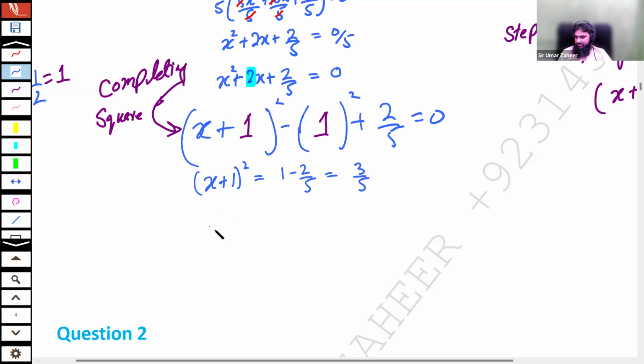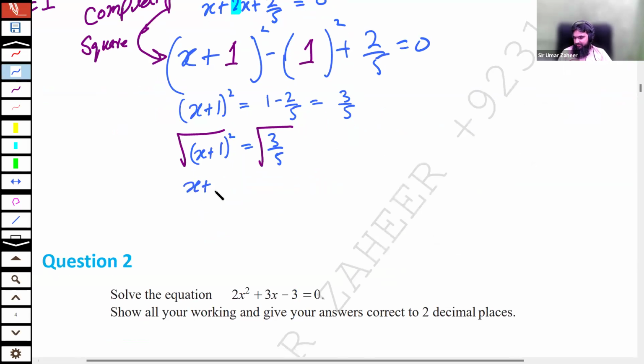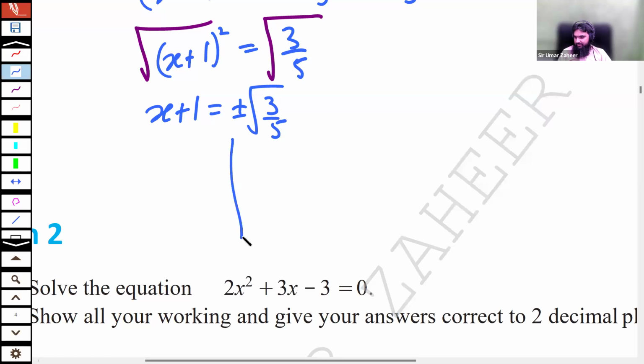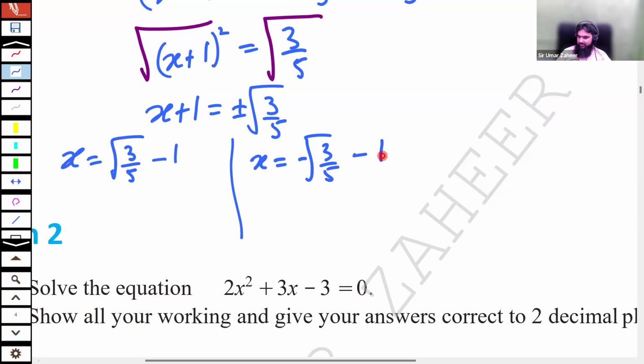Now I want to remove the square, so I'm going to take the square root on both sides. It is 3 over 5, and I'm taking the square root here as well. After taking the square root, I'm going to get the answer in positive and negative. So we have to find the answer in a positive and negative way. We get x equal to positive square root of 3 over 5 plus 1, and on this side minus square root of 3 over 5. The plus 1 on this side will be minus 1.